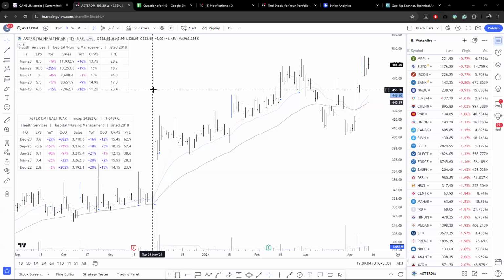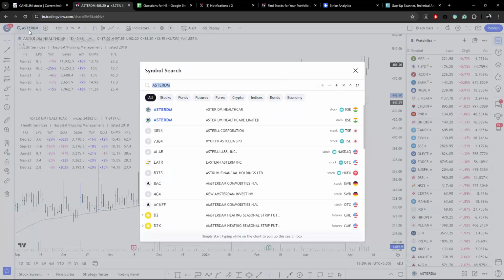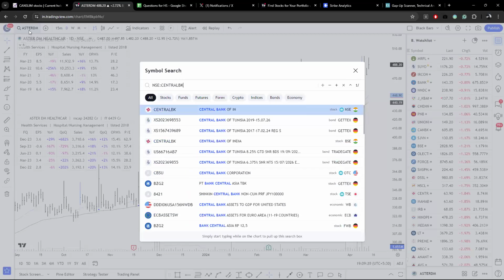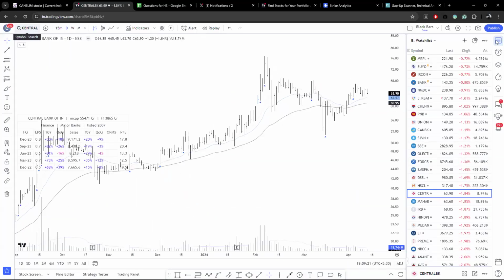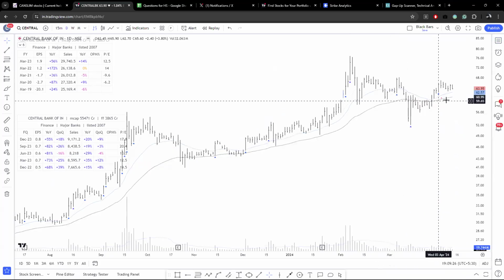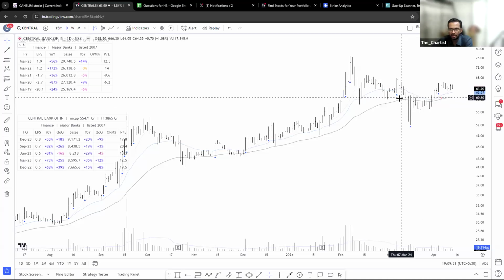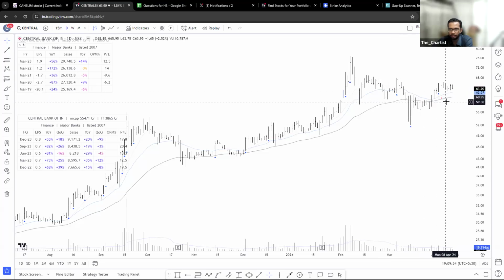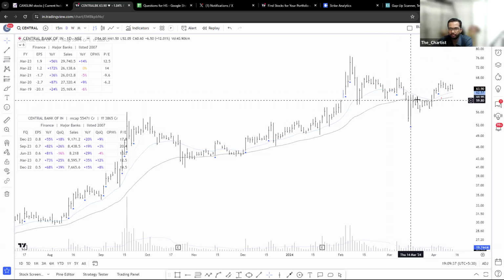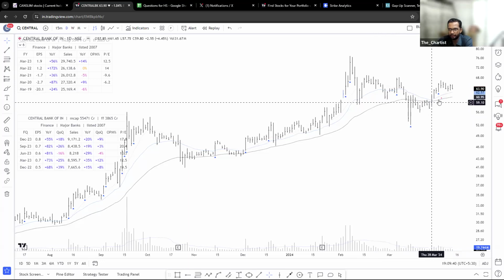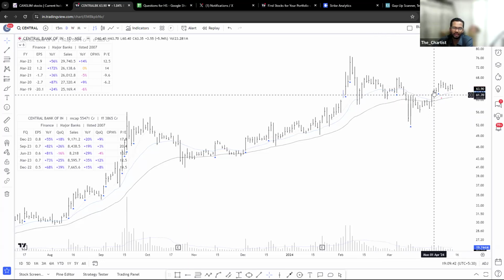Sir, my question is regarding the cheat entries you were answering. How much percentage, for example, if you can take out the Central Bank chart. If there is a breakout tomorrow or in the coming week, the entry. Yeah, this is a good chart, sir. All I am looking for is that the stock shouldn't be below the 50 MA. This is the 50 MA and it is also sloping up. That's what I want.